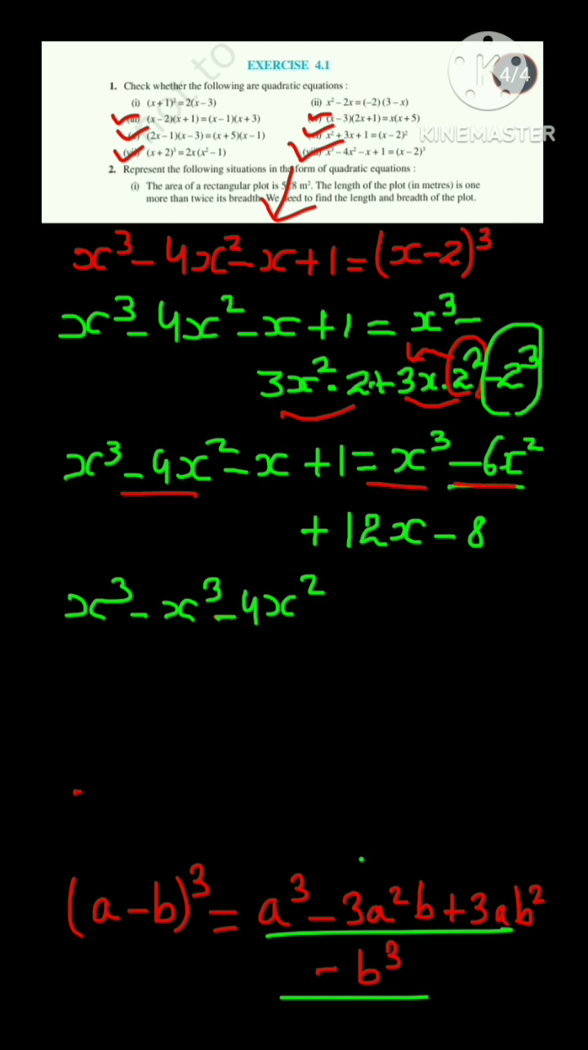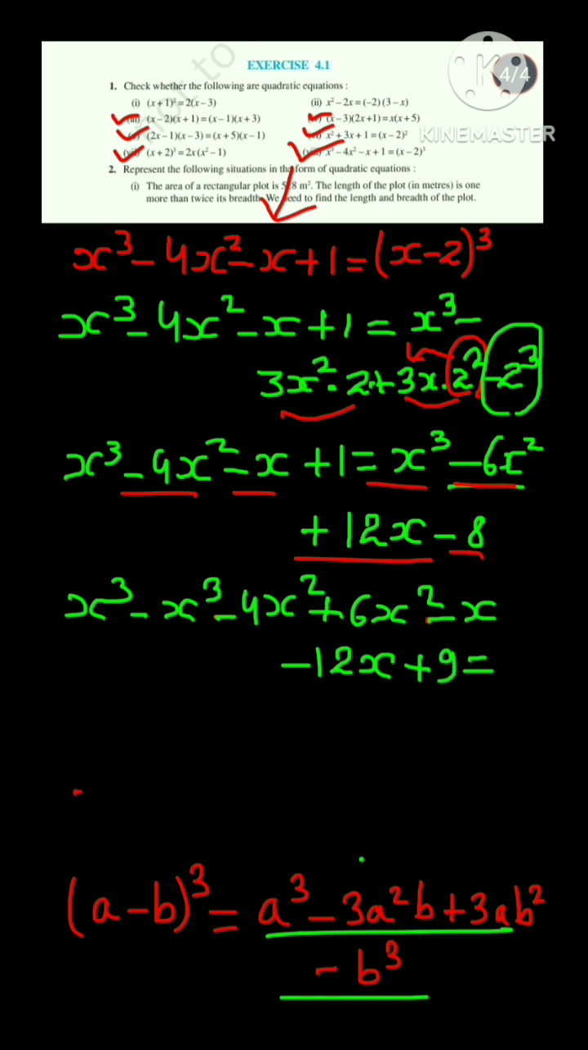comes to LHS and becomes plus 6x square, and this minus x as it is, minus x and this plus 12x comes to LHS and becomes minus 12x, and this minus 8 comes to LHS and becomes plus 8, and this plus 8 should be added with plus 1, then we obtain plus 9 equal to 0.